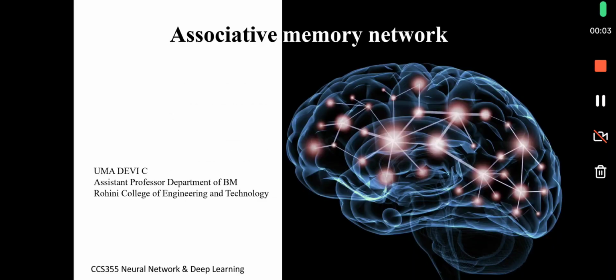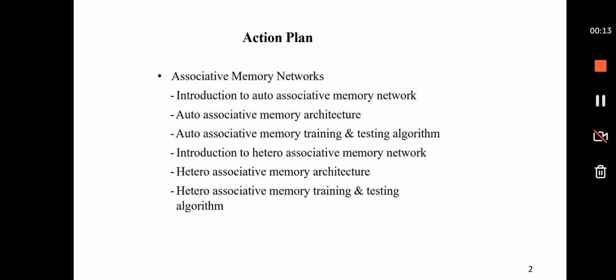In this presentation, I am going to explain associative memory networks. These networks are inspired by human memory. Now let us move to the next slide to see the action plan. In this section, first we will see what associative memory networks are. Then we will discuss auto-associative memory with its architecture, training and testing. After that, we will study hetero-associative memory with its architecture, training and testing algorithm.